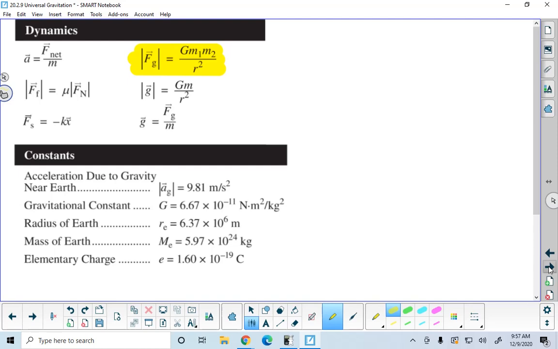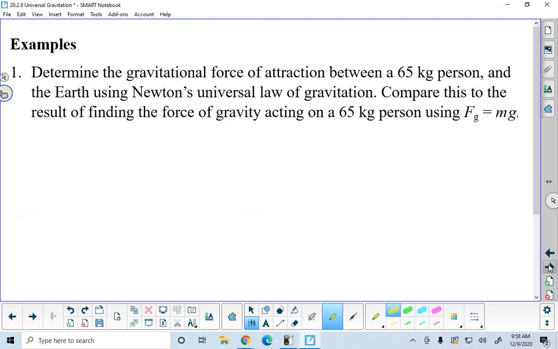So the force of gravity between two masses is G m1 m2 over r squared. You can see the gravitational constant is in the constant section of your formula sheet as well. And let's get to it. Determine the gravitational force of attraction between a person and the Earth using Newton's universal law of gravitation.